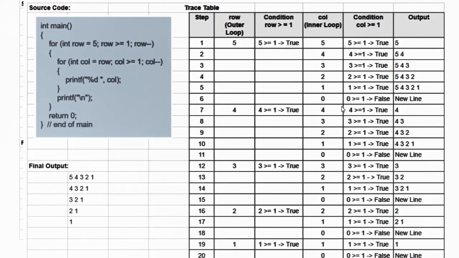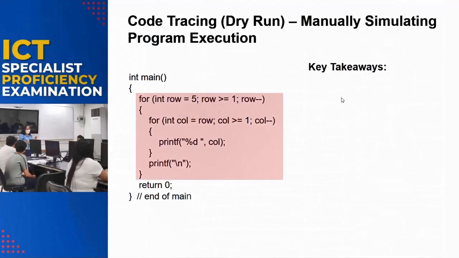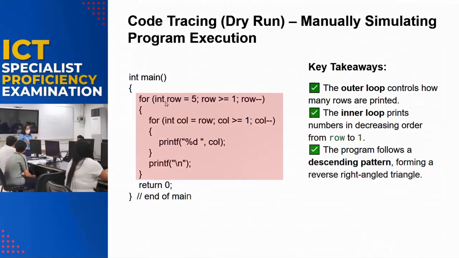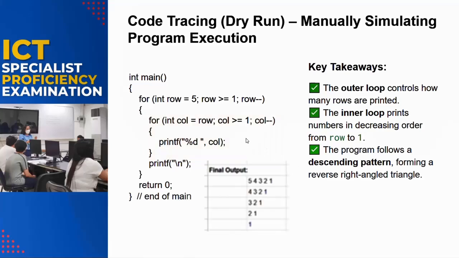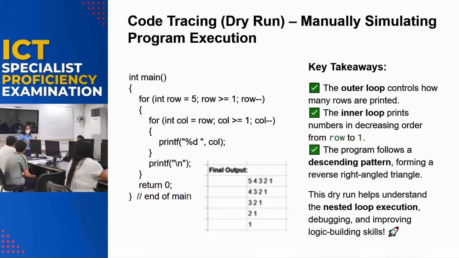So I do hope you understand the process of dry run and then trace table. For the key takeaways, the outer loop controls how many rows are printed. The inner loop prints numbers in decreasing order from 1 row to 1. And then the program follows a descending pattern forming a reversed right angled triangle. This dry run helps understand the nested loop execution, debugging, and improving logic building skills.